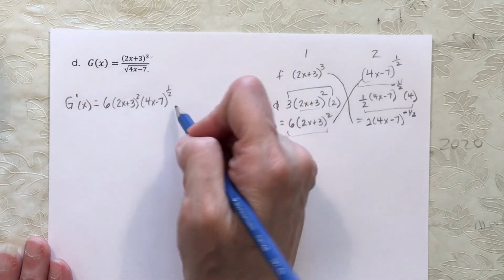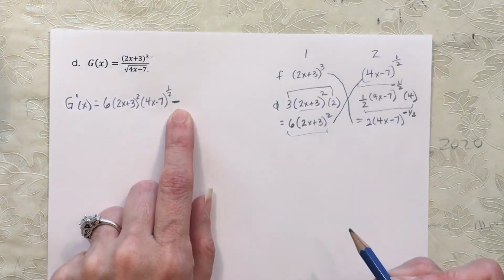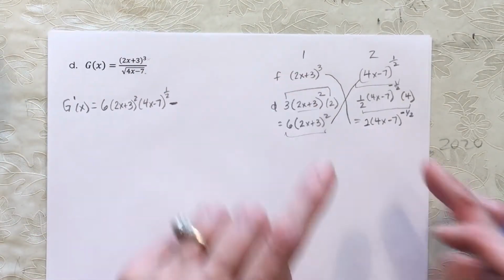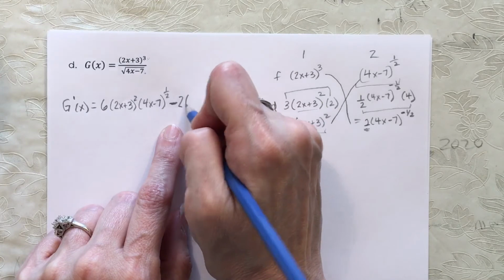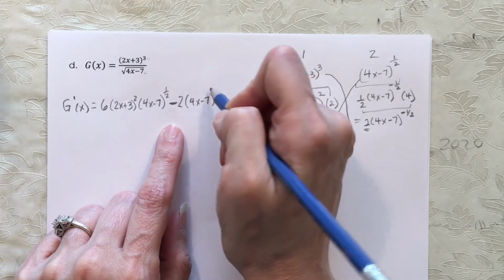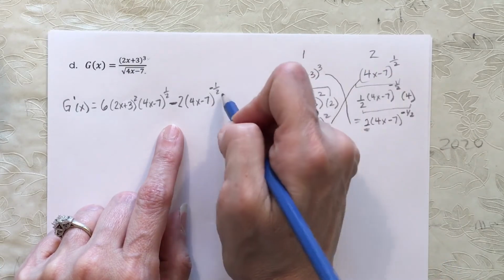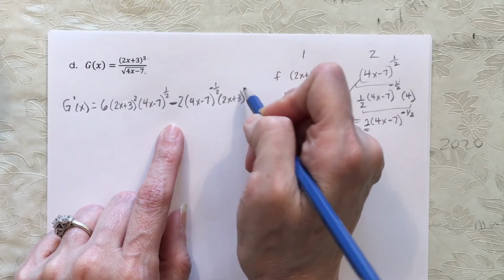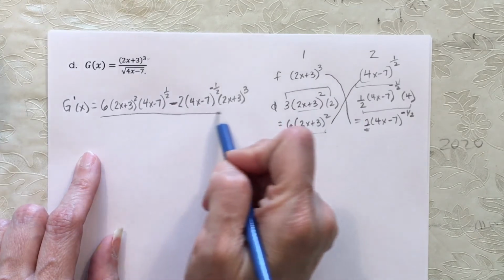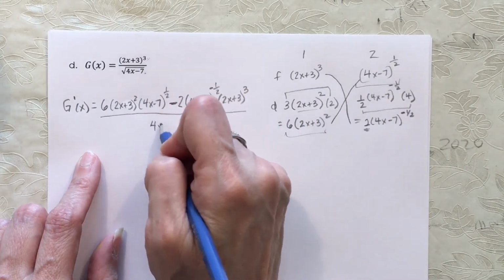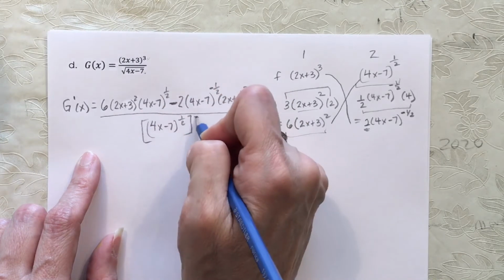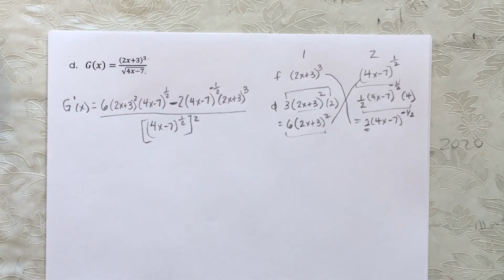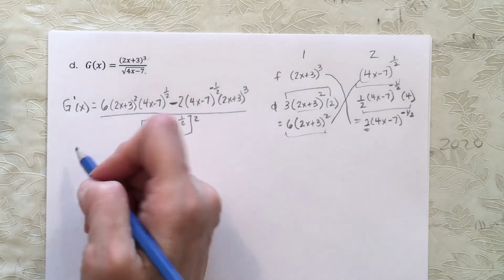And then minus, because it's a minus in the quotient rule, minus the first times the derivative of the second. But this one has a monomial, so it's going to go first. 2 times (4x - 7) to the negative half times (2x + 3) cubed. And the quotient rule has all over the second, which is (4x - 7) to the half, squared. Okay, so there's the calculus right there. I've done the calculus. Everything that follows now is algebra to put it into simplified factored form.